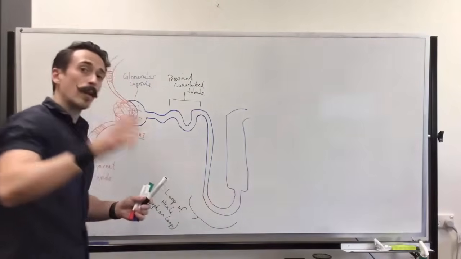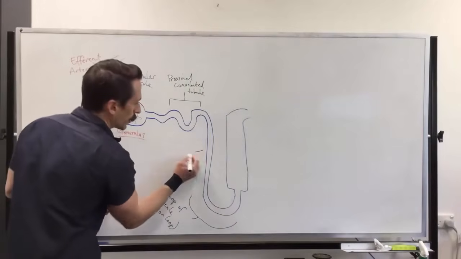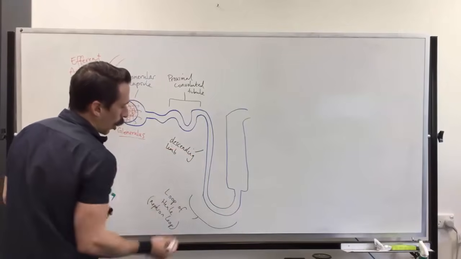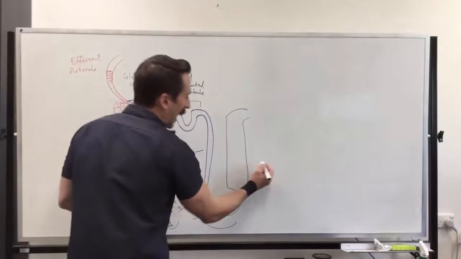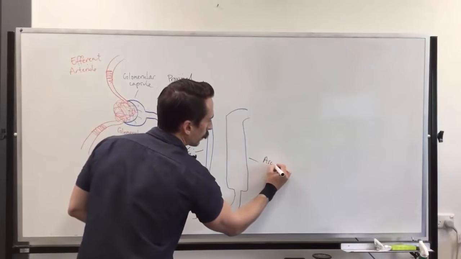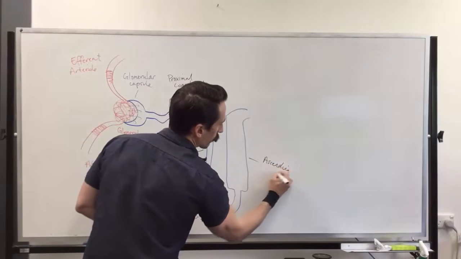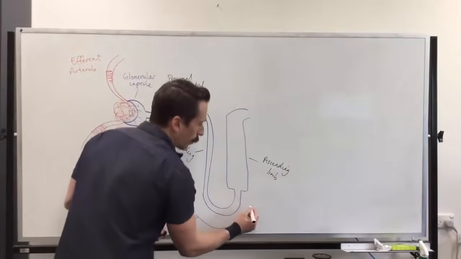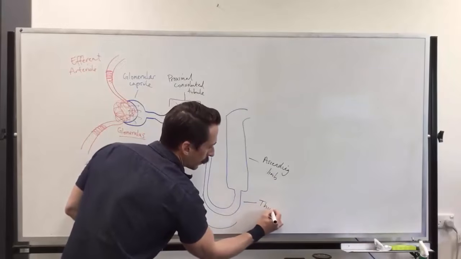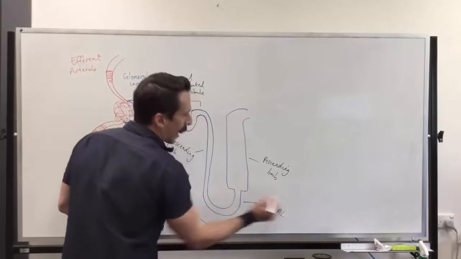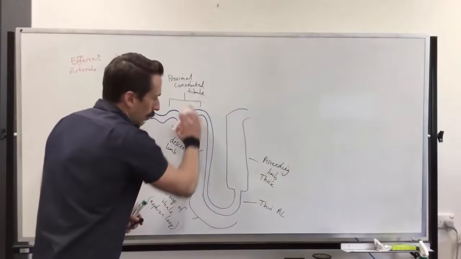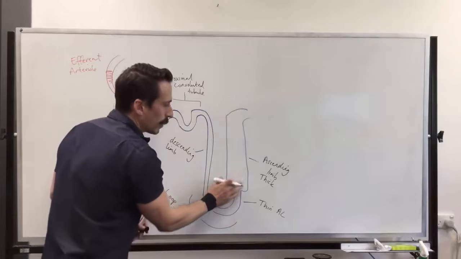But the nephron loop is made up of different components. For example, you've got the descending limb of the loop of Henle. You've got the ascending limb of the loop of Henle, and specifically two different parts. You've got the thin ascending limb and the thick ascending limb. Now, descending limb, thin ascending limb, thick ascending limb.